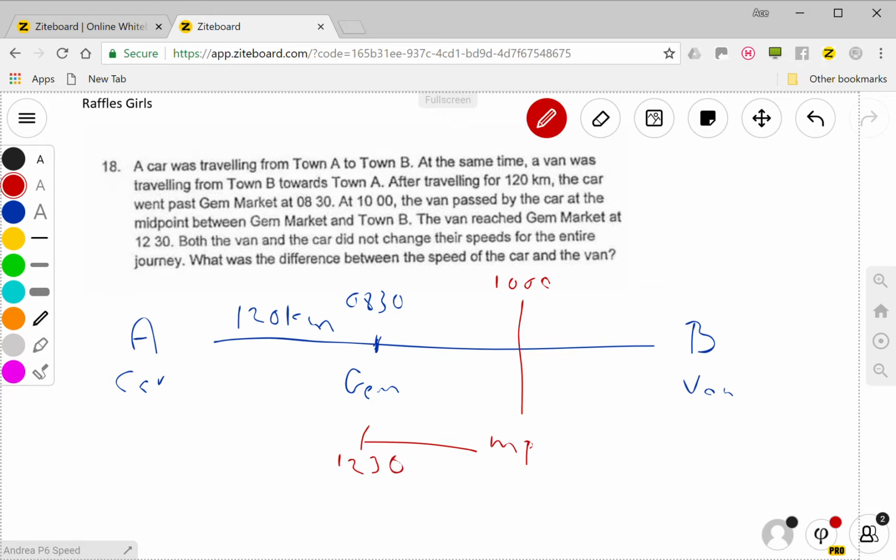What was the difference between the speed of the car and the van? Yeah, it's like a really shocking thing. Suddenly they ask you, what's the difference between the speed of the car and the van? Okay, let's see what information we have. Let me digest a bit. The car is running from A at the same time. Okay, but so far our drawing is correct. Okay, what information can we deduce from here?